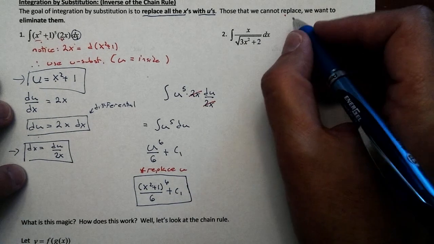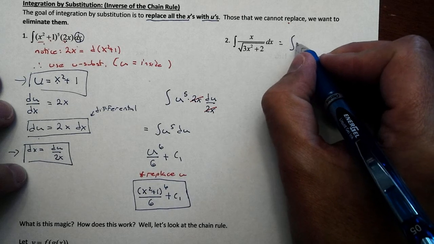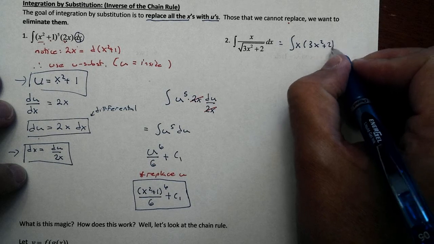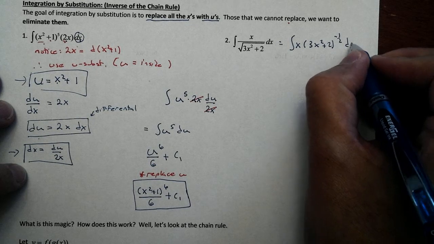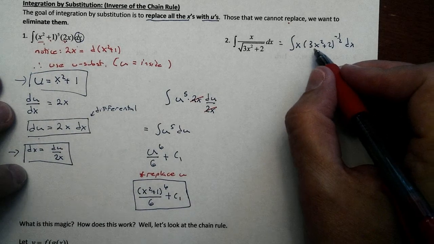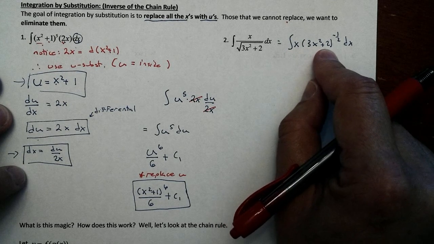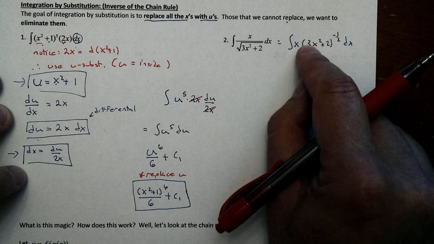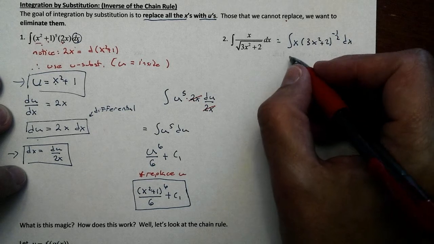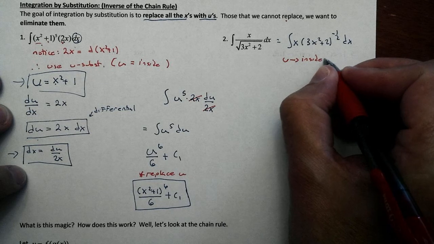Ready? Number 2. I don't like things on the bottom, so I'm going to bring that up. Because there's no quotient rule, I'm going to bring it up to the top. This becomes x times 3x squared plus 2 to the negative 1/2 dx. And I'm looking for a derivative. Well, if I look here, the outside is x. The inside is just 3x squared plus 2. The derivative of the inside would be 6x. That's an x on the outside, so I'll go with that. So a quick hint, again, is u is always the inside function. It's always inside of something.